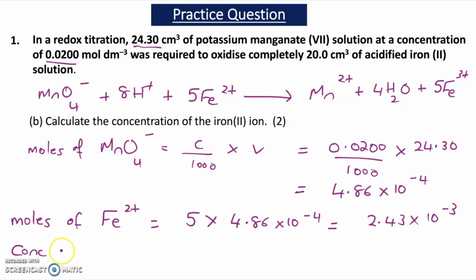Now to work out the concentration, it is equal to moles times 1,000 over volume. So the moles is 2.43 times 10 to the minus 3.